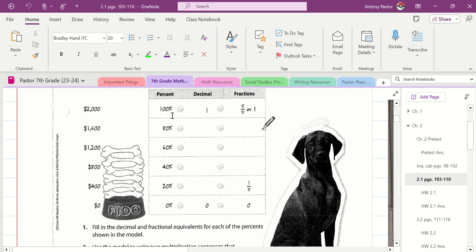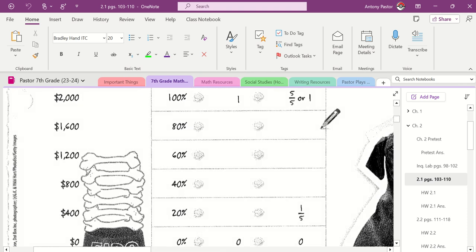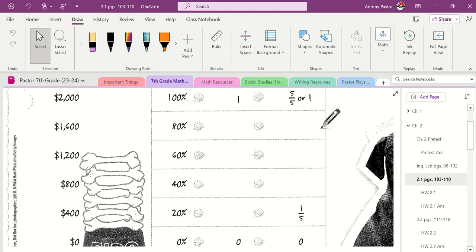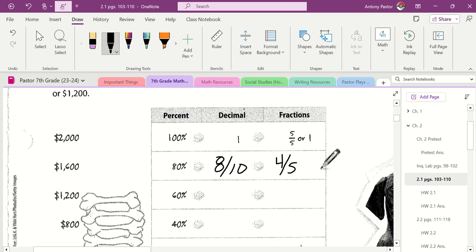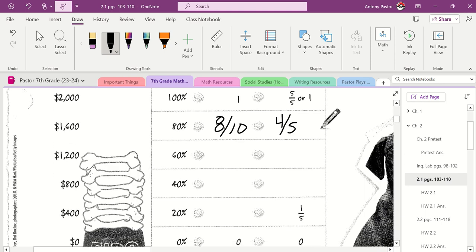So 100% would be one whole. 80%, we're going to go ahead and make this bigger so we can write. 80% would be 80 out of 100, or if we were to simplify that down, it'd be 8 out of 10. We could further simplify that down to be 4 out of 5. Oh, this is the decimal, so it'd be 0.8.